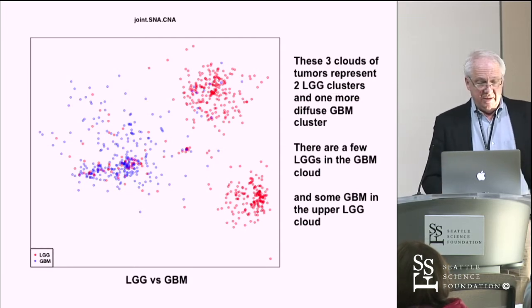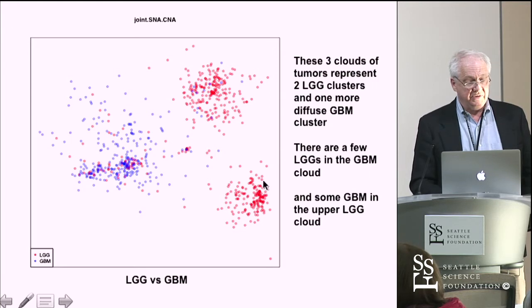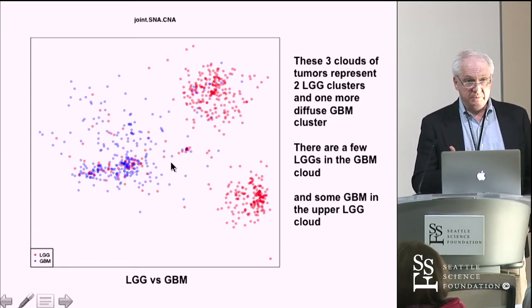And what you see is that most, although not all, of the glioblastomas live in this region. Most of the lower grade tumors live in these two regions. There are a few GBMs in this cloud, but not that cloud, and there's some lower grade tumors that are mixed in with the GBMs.